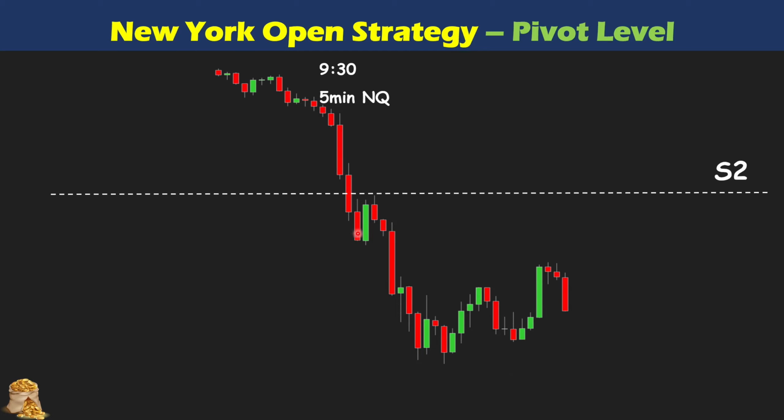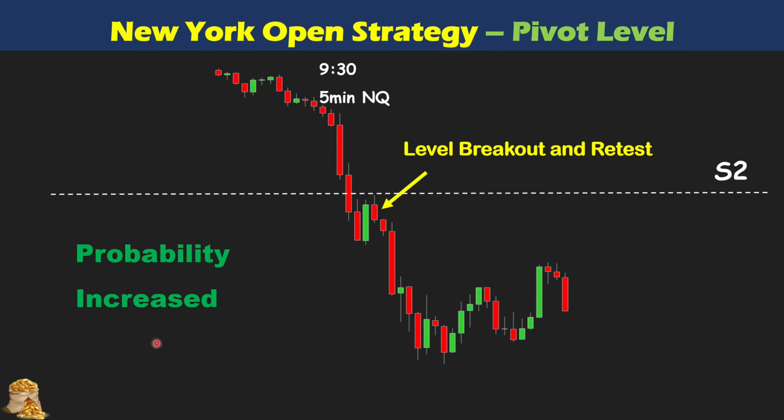Basically, you can read the chart in this way. This breakout also breaks the S2 level. Even though this is a support level, it breaks it and then pulls back. Here it is testing the S2 level again, but it failed, and then it goes down. So in this case, this is a breakout and a retest of the S2 pivot level. This means the downside pressure is enhanced, so the probability of going down is increased.